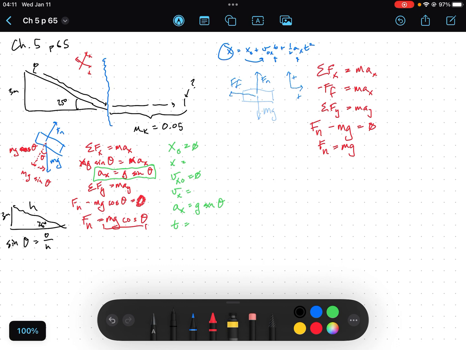So that means the distance that this sled and rider are going to go is equal to the height of the hill divided by the sine of the angle. That's 3 meters divided by the sine of 25. So we can find the distance traveled here. It's 3 meters divided by the sine of 25.